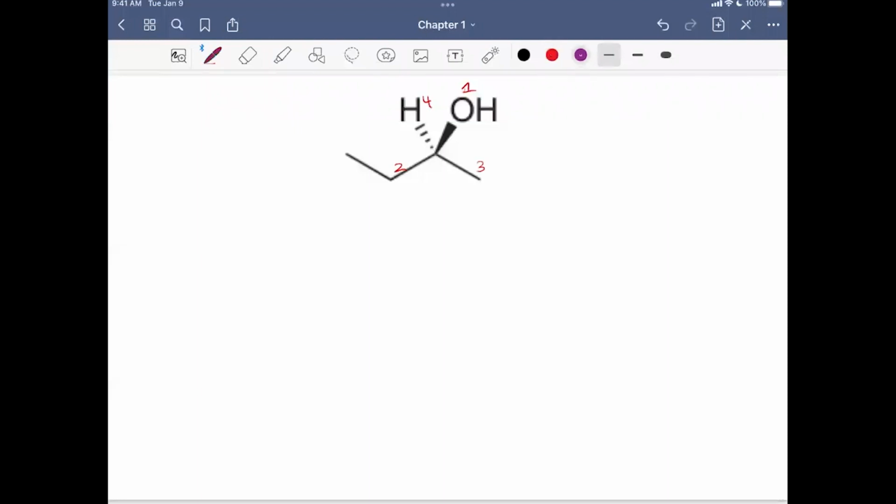This looks like we have a 4th priority that's on a dash, so we don't have to switch around any numbering or anything. We can just look at this raw, and it looks like it goes counterclockwise. Right, we went from 1, 2, and 3 in a counterclockwise direction. So this would be an S configuration, and you usually write that S right by the chiral center, so you know what you're talking about. If you have multiple chiral centers, it's easy to depict what configuration it is when you're looking at it. So that would be an S because it's counterclockwise.